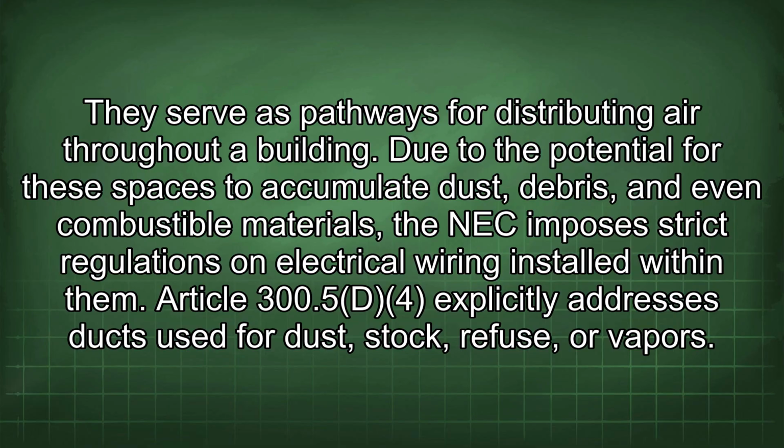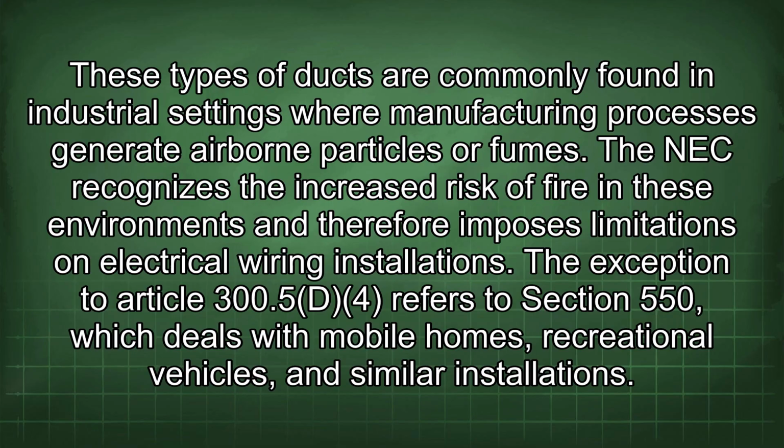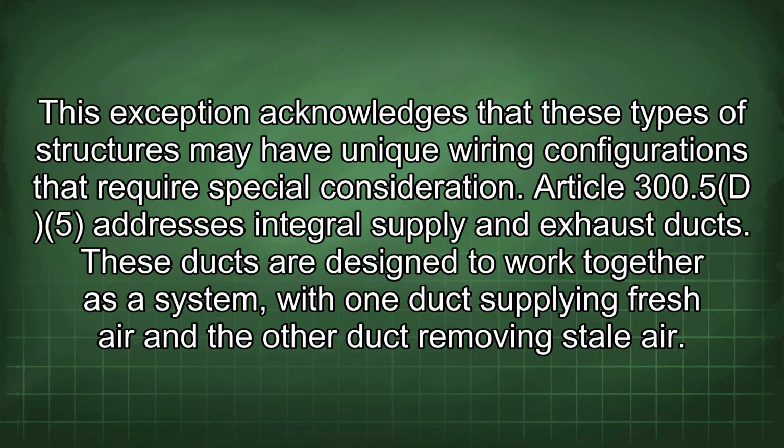Article 300.5(D)(4) explicitly addresses ducts used for dust, stock, refuse, or vapors. These types of ducts are commonly found in industrial settings where manufacturing processes generate airborne particles or fumes. The NEC recognizes the increased risk of fire in these environments and therefore imposes limitations on electrical wiring installations. The exception to Article 300.5(D)(4) refers to Section 550, which deals with mobile homes, recreational vehicles, and similar installations. This exception acknowledges that these types of structures may have unique wiring configurations that require special consideration.